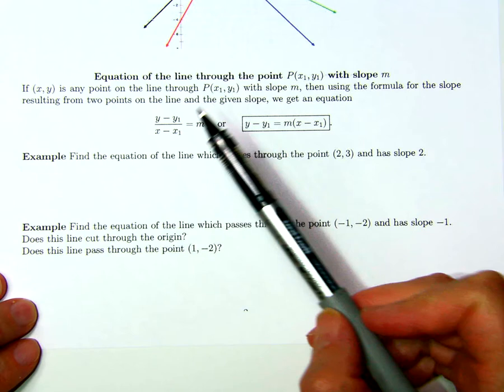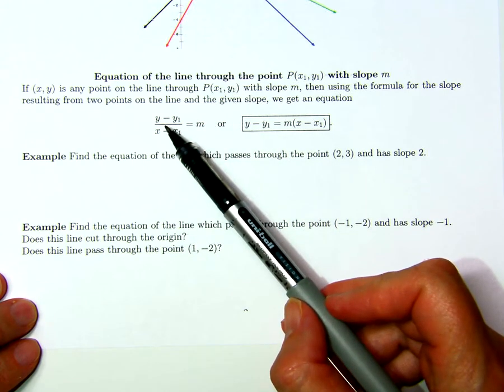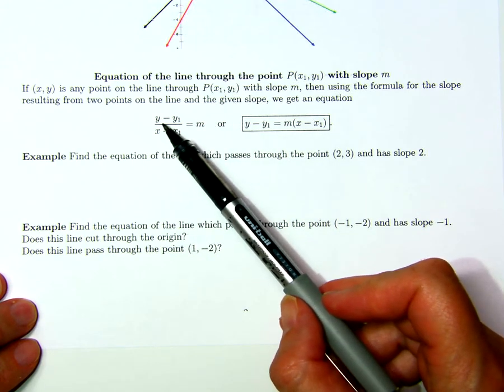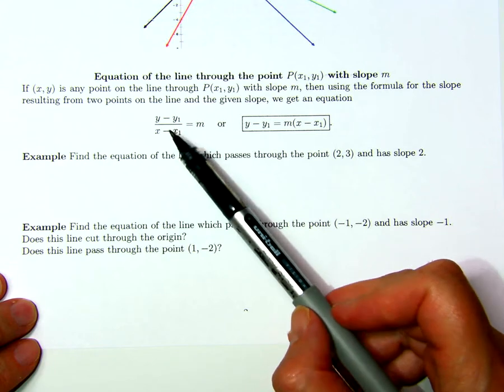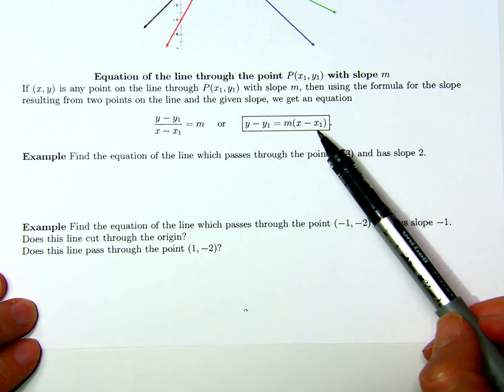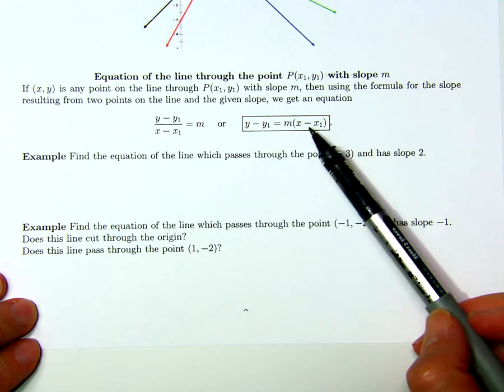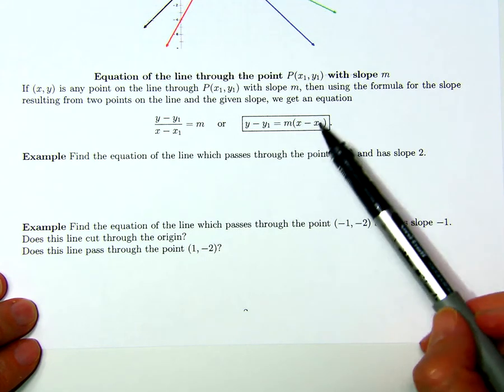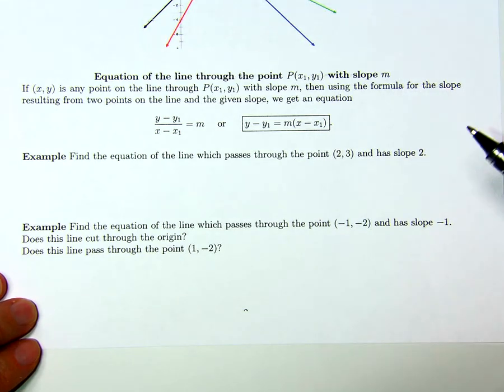So therefore, for any x and y which fit the equation of the line, we have y minus y1 is equal to m times x minus x1. And remember, x1 and y1 are given numbers here, and this gives us the equation of our line.